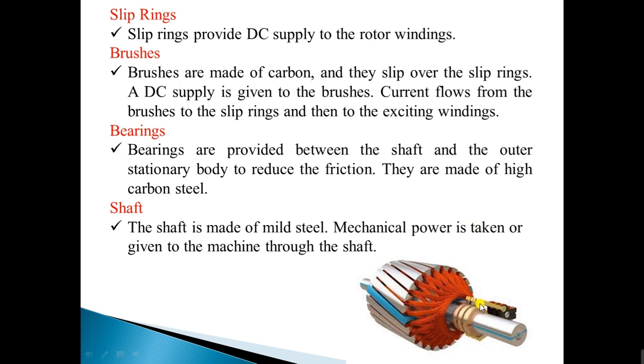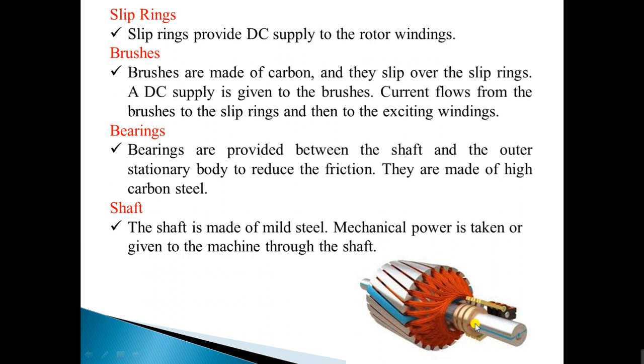So these are brushes. See the diagram. In between the slip ring and these bearings, some brushes are located. The brushes are made up of carbon and they slip over the slip rings. See here, in this rotation they slip over the slip rings. A DC supply is given to the brushes. The current flows from the brushes to the slip ring and then to the exciting windings.